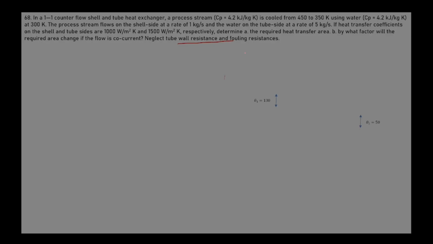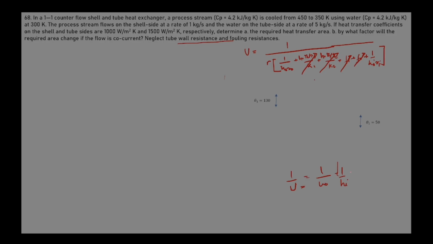We know that 1 upon U is equal to 1 upon H naught, plus ln R2 by R1 over K1, plus ln R3 by R2 over K2, plus inside fouling factor, outside fouling factor, plus 1 upon H inside. Now the tube wall resistance is neglected, so this will be 0. Fouling resistance is 0, this will be 0, this will be 0. That means ultimately we will have 1 upon U equal to 1 upon H naught plus 1 upon H inside. Okay, we'll see.